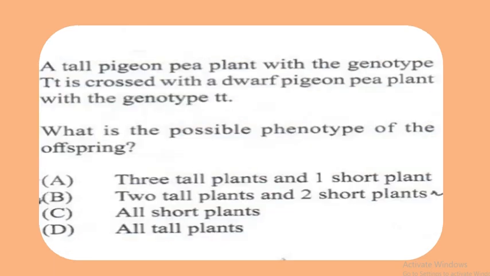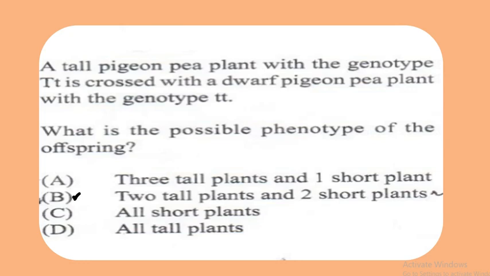A tall pigeon pea plant with genotype capital T, small t, is crossed with a dwarf pigeon pea plant with the genotype small t, small t. What is the possible phenotype of the offspring? Is it A, 3 tall plants and 1 short plant, B, 2 tall plants and 2 short plants, C, all short plants, or D, all tall plants? And the answer is B, 2 tall plants and 2 short plants.